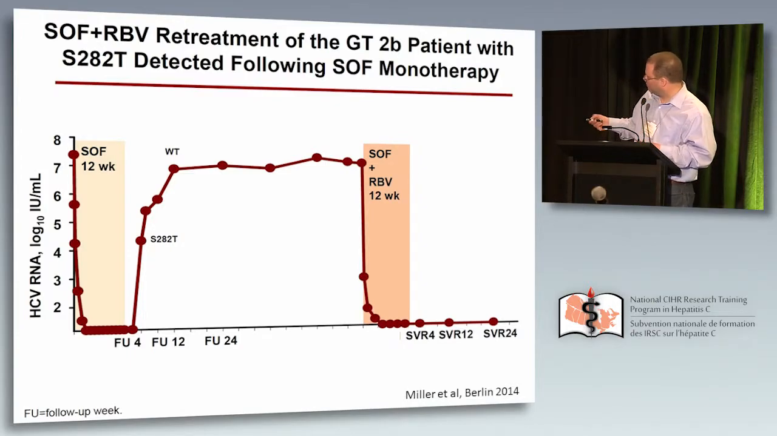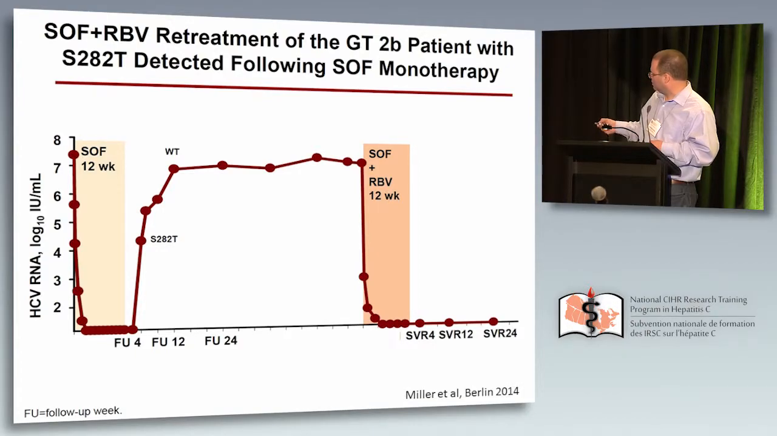So sofosbuvir in the context of monotherapy resulted in a rapid decline in viral load, and then in the follow-up there was relapse, and they genotyped the virus. They identified S282T at this point, and then later on not anymore, and instead the population was outgrown by wild type again. So they did a retreatment here, and it was actually successful.